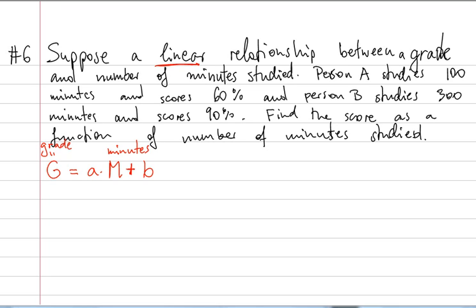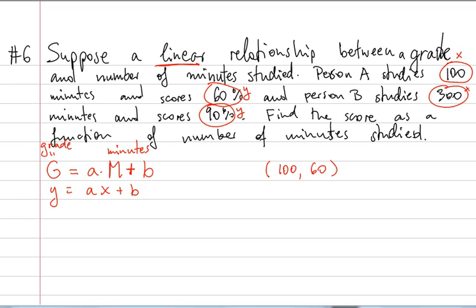Person A studies 100 minutes and scored 60%. So you have to determine which of this is X and which of this is Y. If I rewrite this as Y equals AX plus B, minutes are the X, and 60% is the grade, so that's Y. So we know that this linear function passes through 2 points. The 2 points are 100, 60% and 300, 90%.